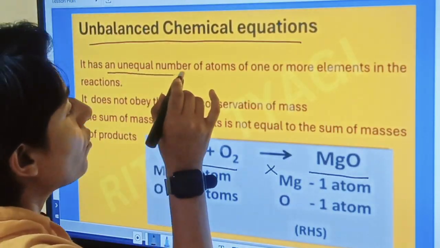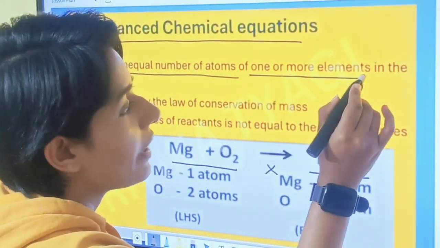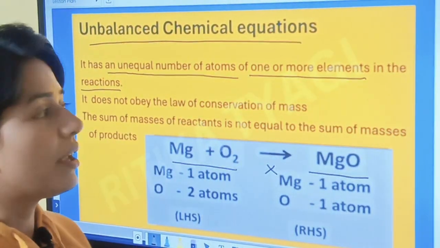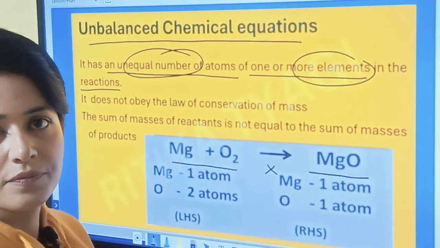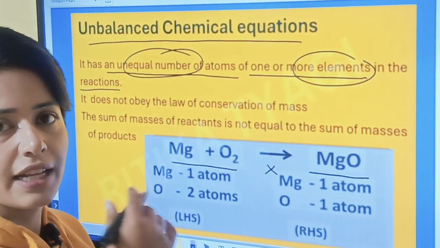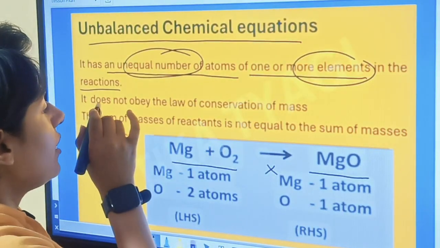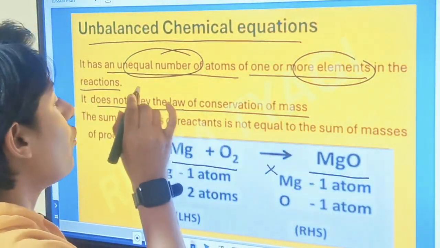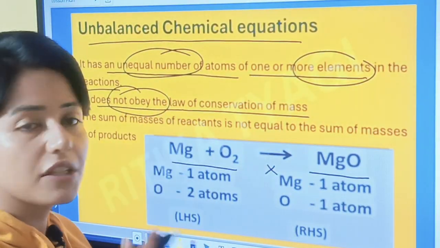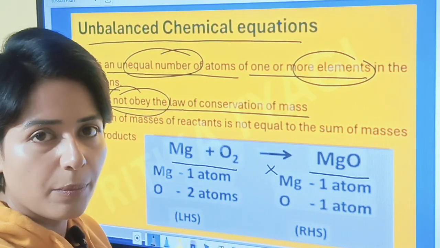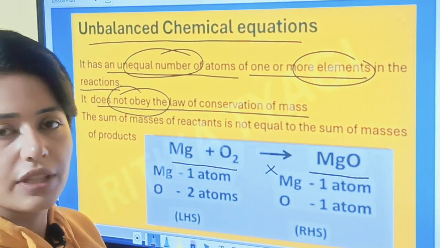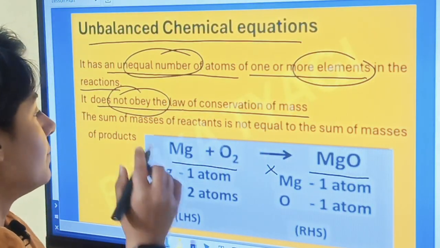It has an unequal number of atoms of one or more elements in the reaction. It means the number of elements is not equal on the reactant side and the product side. It does not obey the law of conservation of mass because the reaction is not balanced. So the mass on the reactant side is not equal to the product side, so it does not follow the conservation of mass.